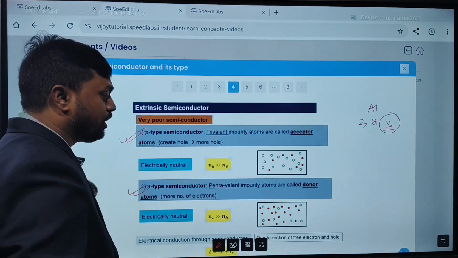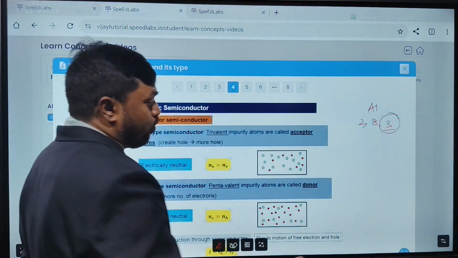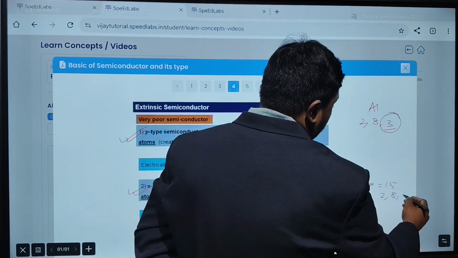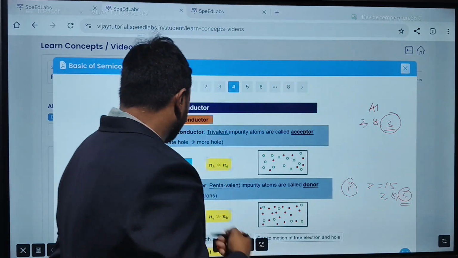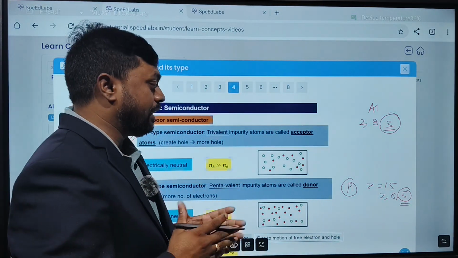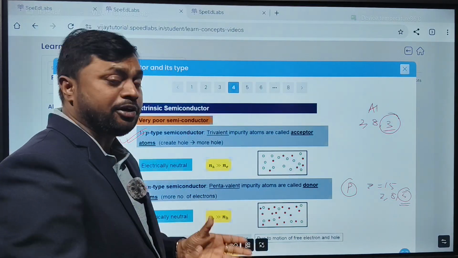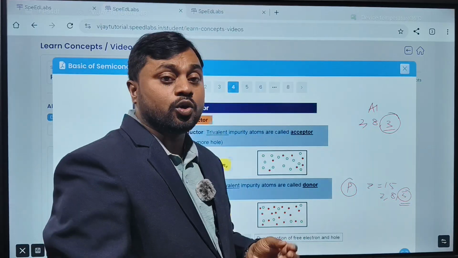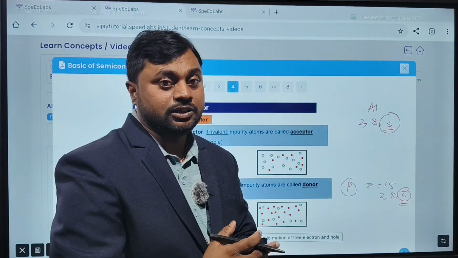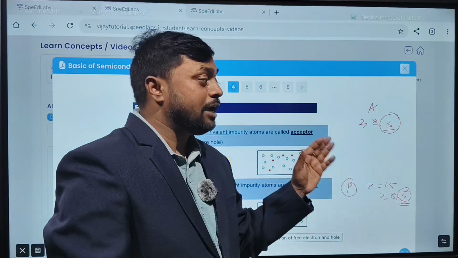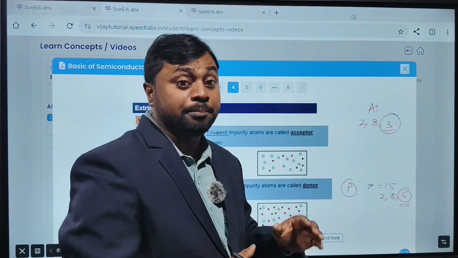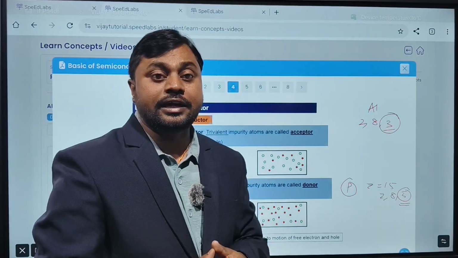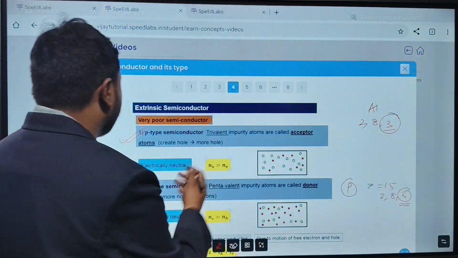For the N type, we dope with pentavalent atoms like phosphorus, whose atomic number is 15. So 2, 8, 5, the valence electron count is 5. In the N type semiconductor, when we dope with pentavalent atoms, 4 electrons are shared and 1 extra electron will be present in the interstitial lattice. If you dope with millions of pentavalent atoms, you will get millions of extra electrons. So the charge carriers are increased. That's why the conductivity of the N type is high. Same with the p type.